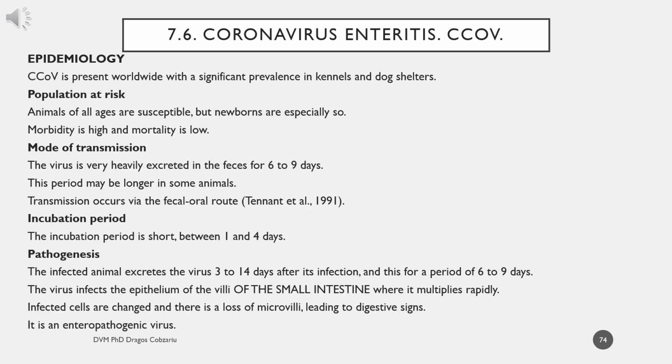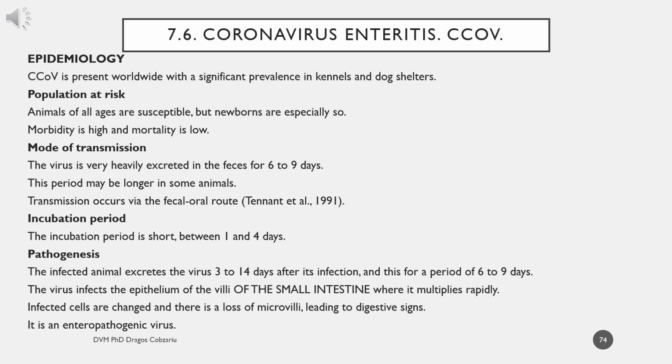Epidemiology: CCoV is present worldwide with a significant prevalence in kennels and dog shelters. Population at risk: animals of all ages are susceptible, but newborns are especially so. Morbidity is high and mortality is low. Mode of transmission: the virus is very heavily excreted in the feces for 6 to 9 days. This period may be longer in some animals. Transmission occurs via the fecal-oral route, Tennant et al., 1991.